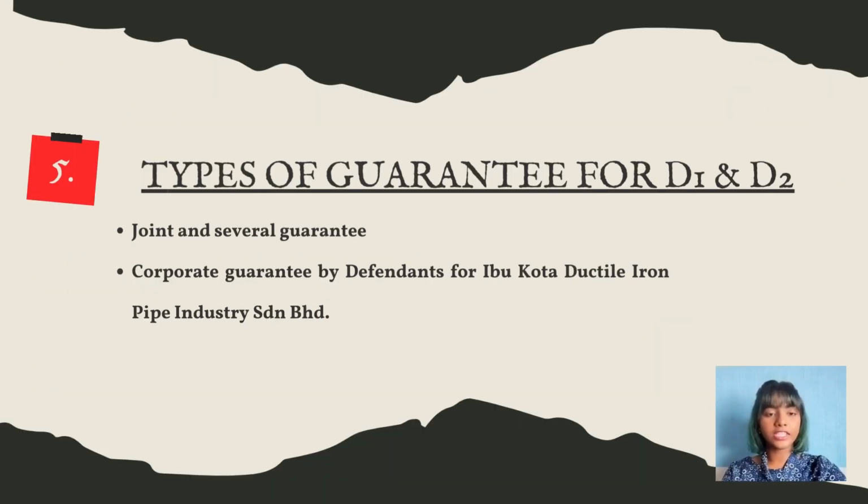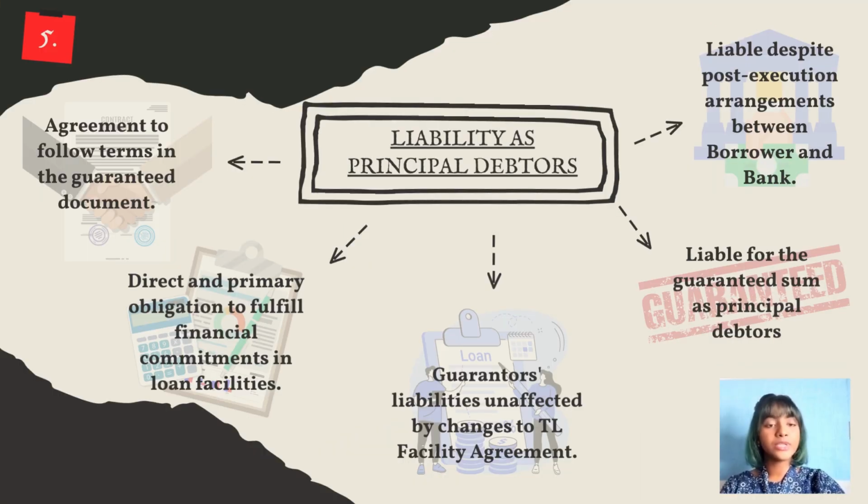Finally, the fifth question is to explain the type of guarantee for Defendant 1 and Defendant 2 and their liability as principal debtors. For the types of guarantee, there are joint and several guarantee and corporate guarantee by the defendants for Ibu Kota Ductile Iron Pipe Industry Sdn Berhad. Next is their liability as the principal debtor.